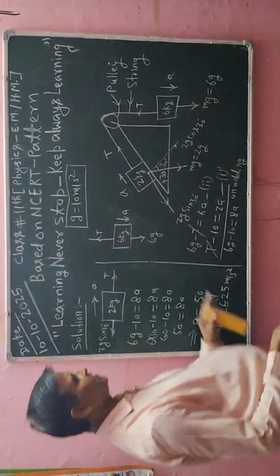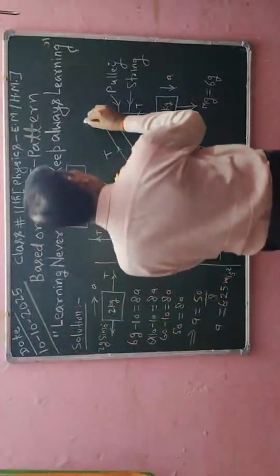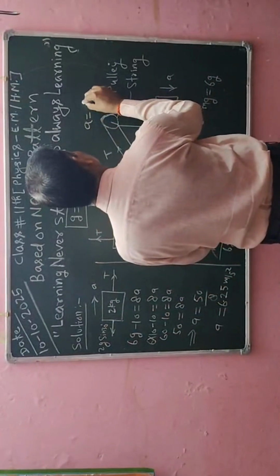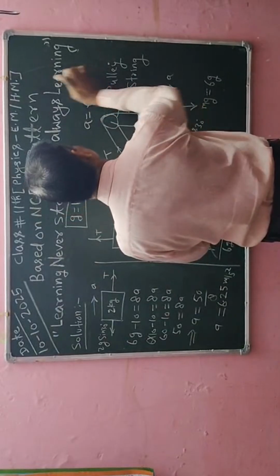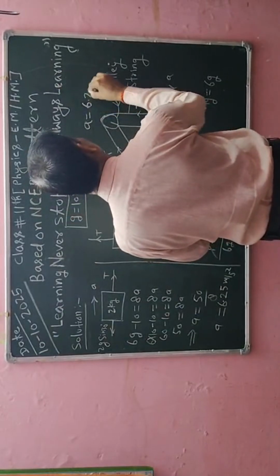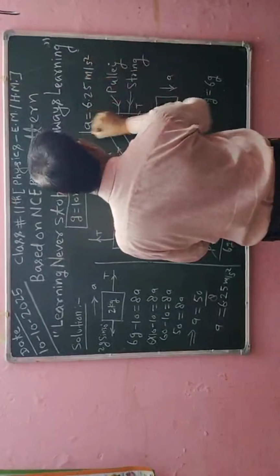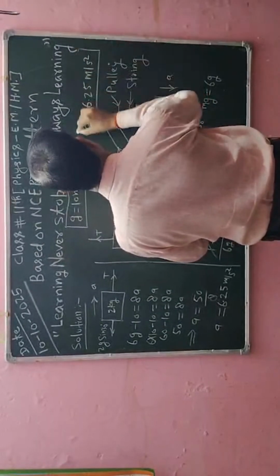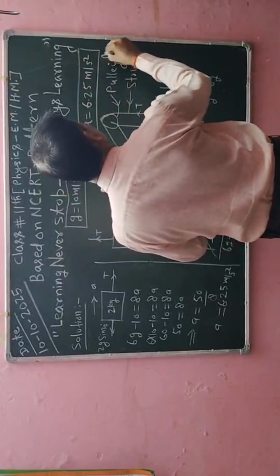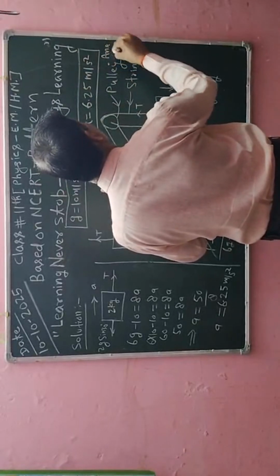This is the acceleration value. So that acceleration value I am going to save here, that is 6.25 meter per second square. This is one answer that I have got here. Okay, student.